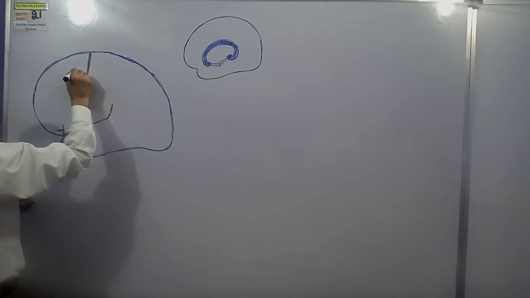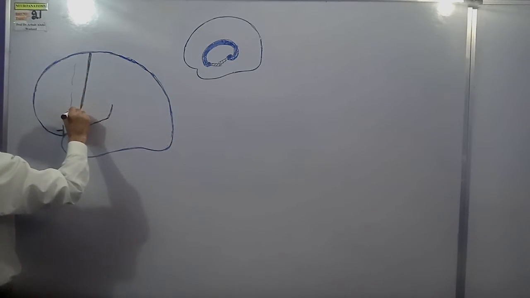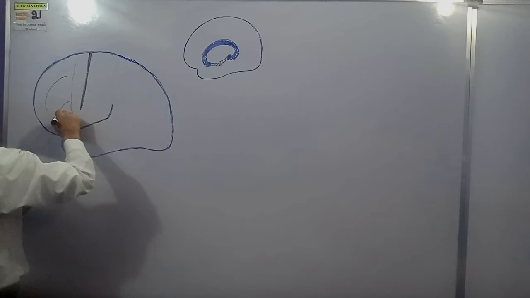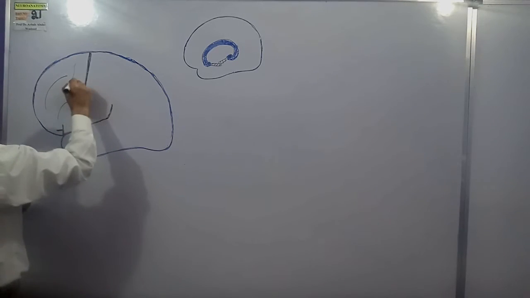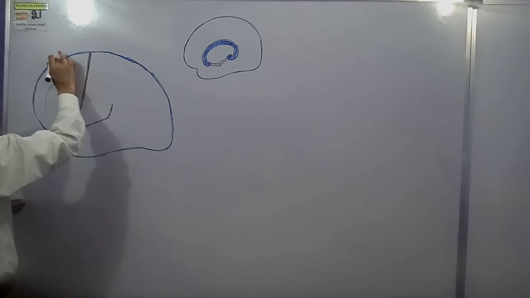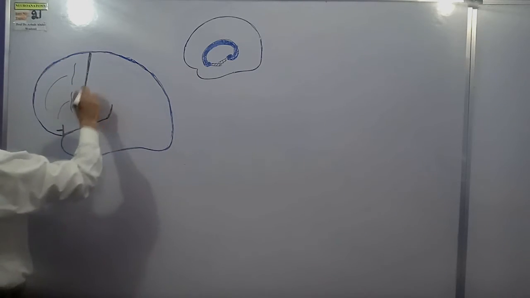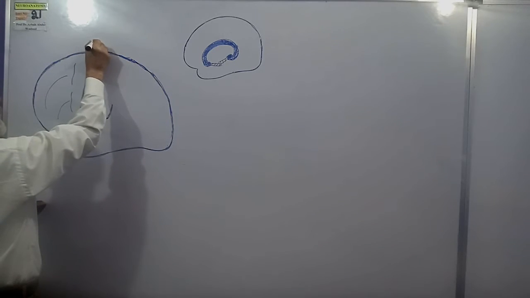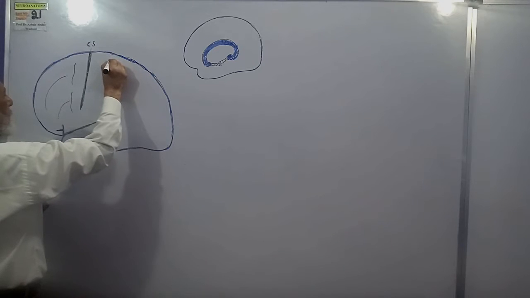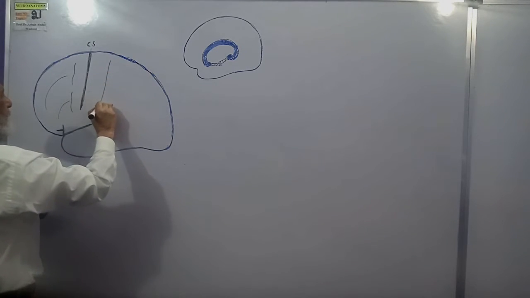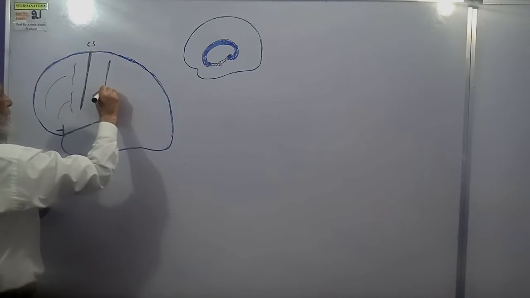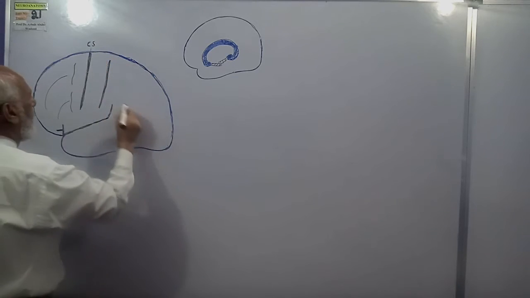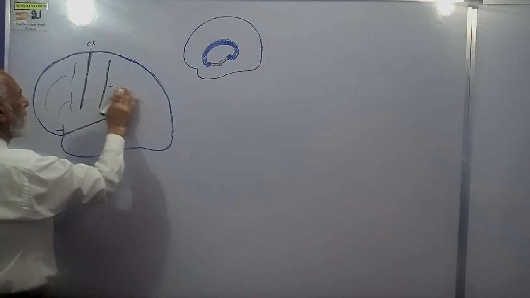This is precentral sulcus, superior frontal sulcus, inferior frontal sulcus on the superolateral surface of frontal lobe. Superolateral surface of parietal lobe: post-central sulcus, intraparietal sulcus.